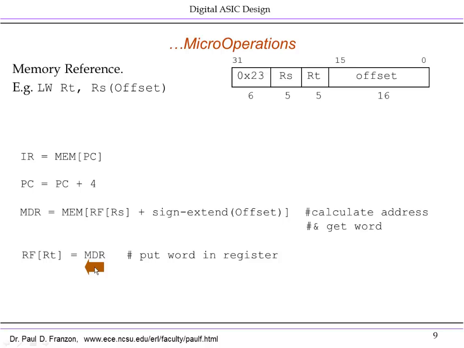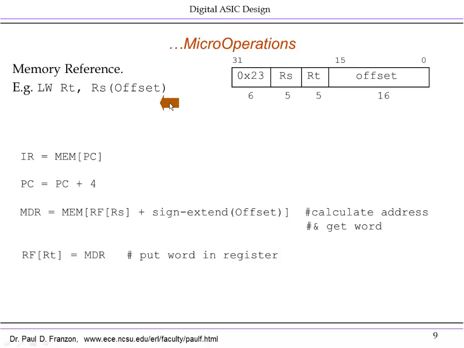Then I'm going to take what's stored in the memory data register, which is coming out of the data port of the memory, and store that in the register file at address RT. So here is a plausible set of micro operations. We'll fine tune these later. A plausible set of micro operations that, when put together in this sequence, execute the algorithmic intent required for the load word instruction.